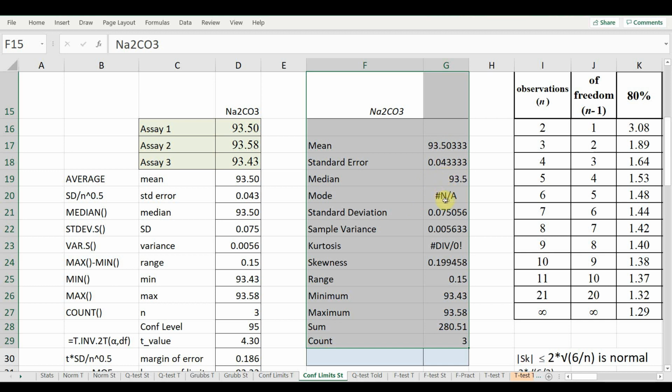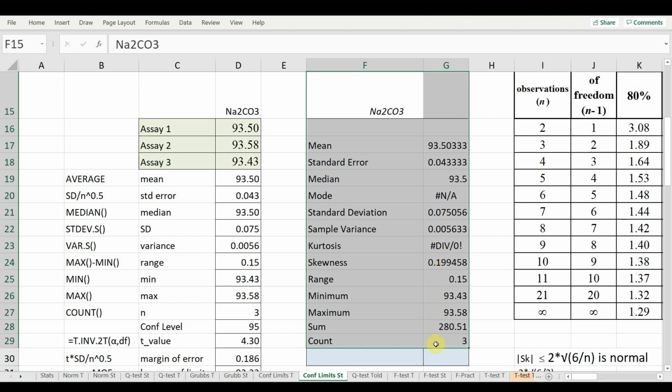The mode is not available. Why not? Well, the mode is the most common number. Well, there's only one of each. Maybe that's why. Standard deviation, sample variance, kurtosis, skewness. We'll talk about those in a minute. And the rest is all here.